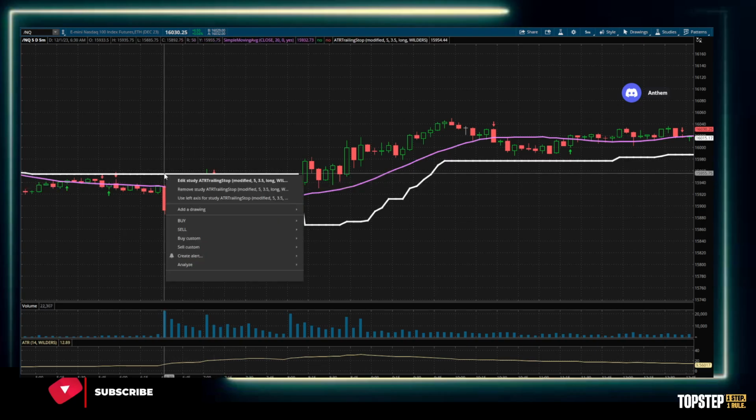So what we're looking at here is this white line, which is the ATR trailing stop indicator. All of the settings are going to be generic, standard settings.